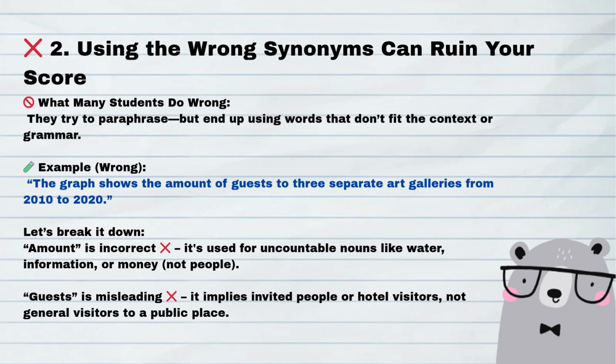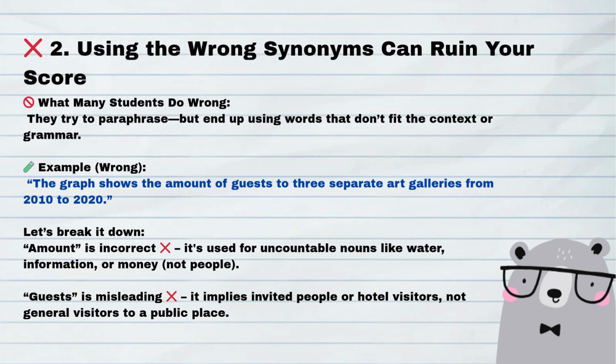Now, the second thing students usually do the wrong way: using the wrong synonyms can also ruin your score. So what precautions do you need to take here, because sometimes if you use the wrong synonyms, then also you will lose your marks.